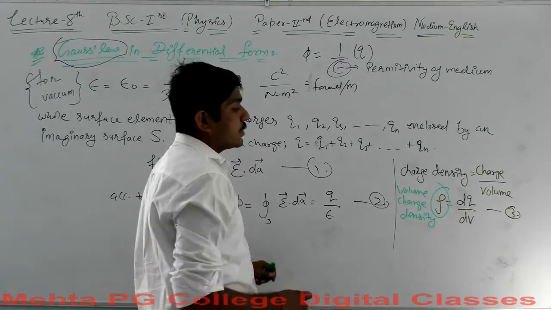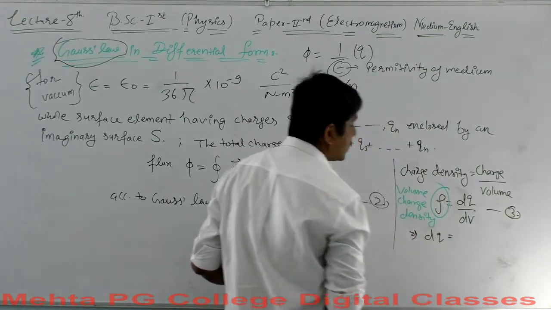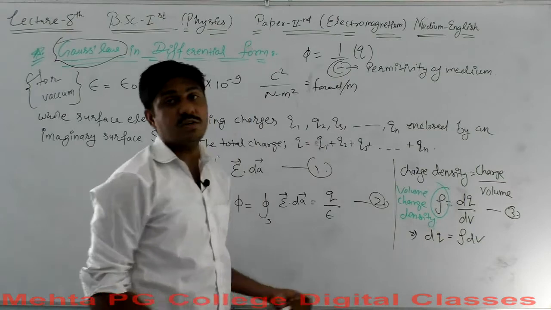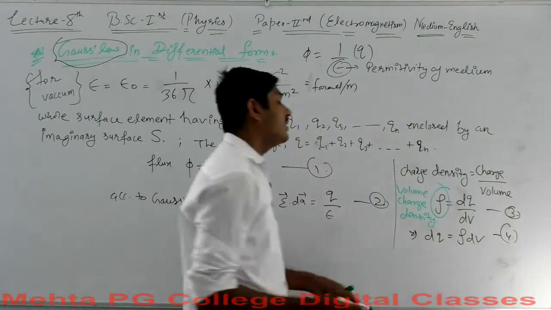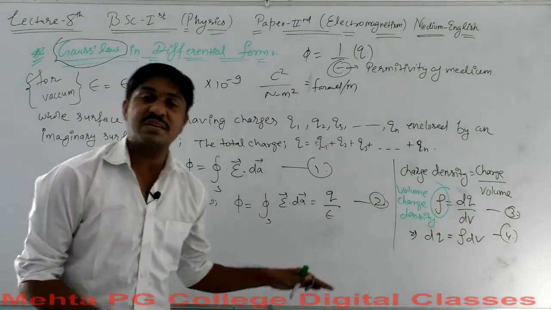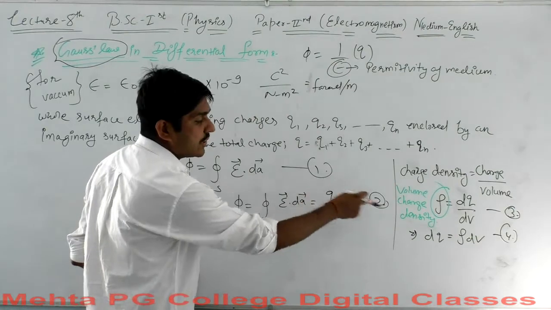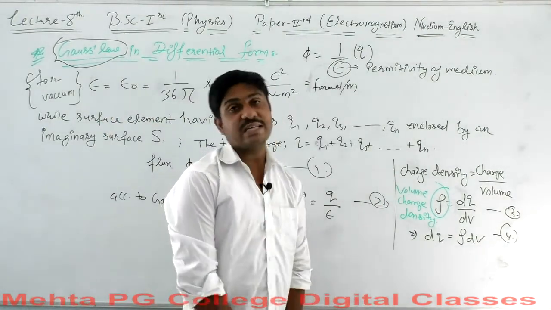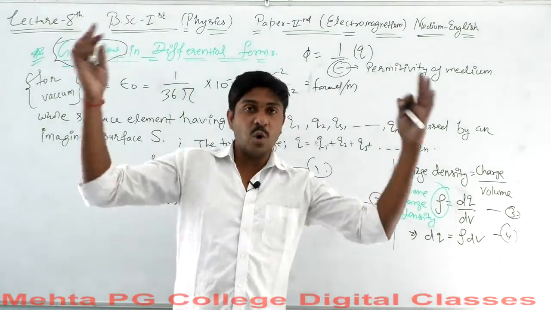For further, you can say dq is equal to rho dv. Yes, you can write it here. This is equation 1, because this is again an important equation which is used for equation 2, but here it is q and here it is dq, because this is the smallest charge element. We will turn this charge element to the whole charge here.